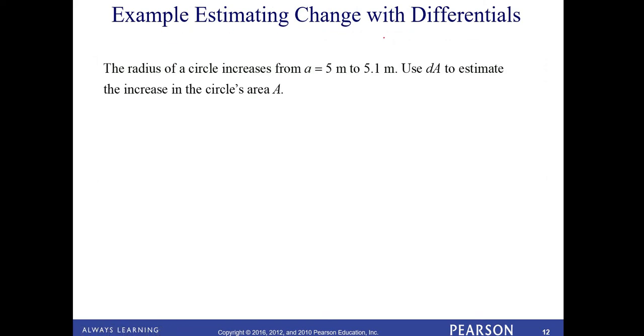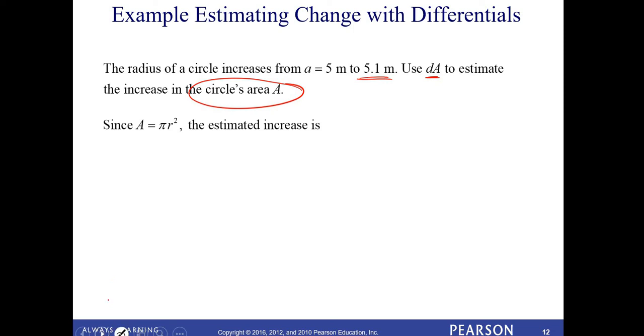So we're estimating change. The radius of a circle increases from a equals 5 meters to 5.1 meters. Use a differential of a to estimate the increase in the circle's area. So again, the function I'm interested in is area. So first thing I need to do is write an area function. So area equals pi r squared. I'm looking for the increase in a, or dA, when I know the change in the radius. So again, I'm going to write my differential, dA.